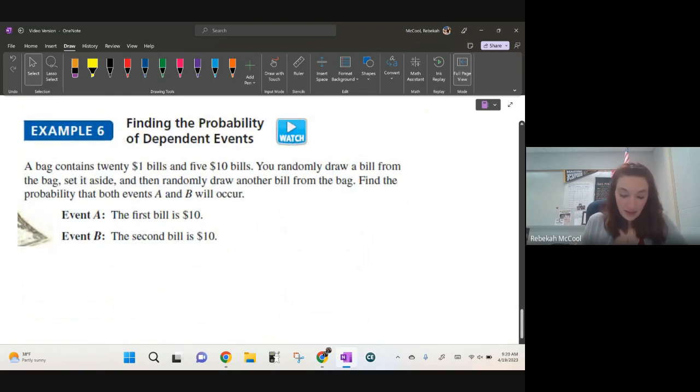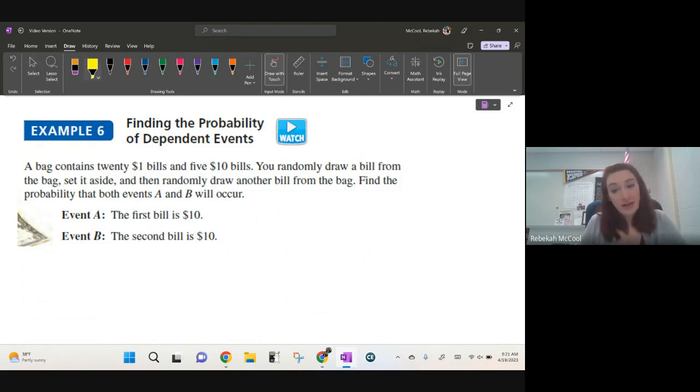Here we've got a bag that contains 21 dollar bills and 5 $10 bills. You randomly draw a bill from the bag, set it aside, and then randomly draw another bill from the bag. Find the probability that both events A and B will occur. There are 3 words here that are going to dictate whether these are independent or dependent, and it's the words set it aside. So we're drawing something from the group, we're setting it aside, which means our original group has fewer things in it, which means our second event is going to depend on the first event. We can't draw the same thing twice. If it's already out of the choices, it's gone, so it's dependent.